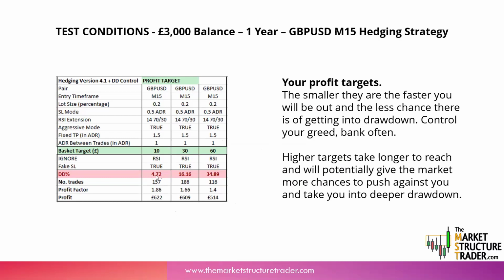So this one was 4.72. If I'd have gone up to a £30 target instead of a £10 target, my drawdown jumps to 16%. A £60 target, which is 6 times higher than that, my drawdown is 34%. And you can see how few trades you take.